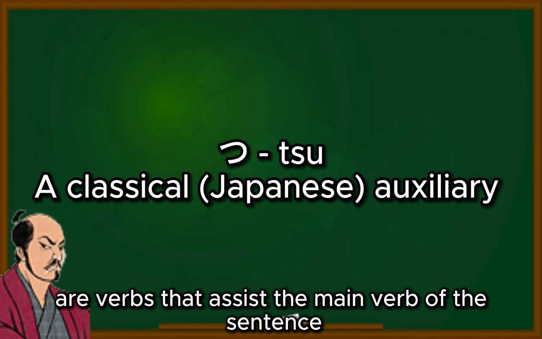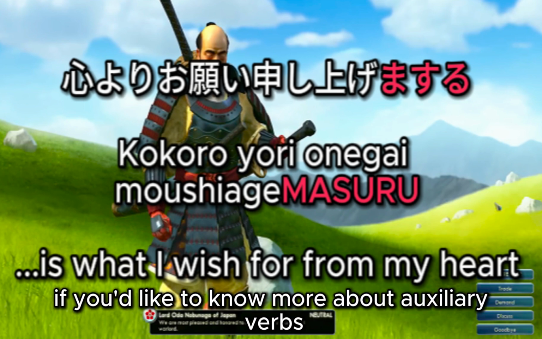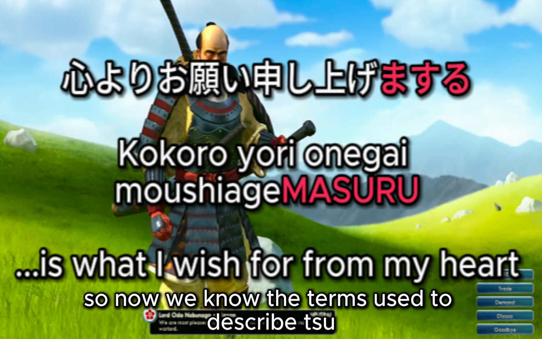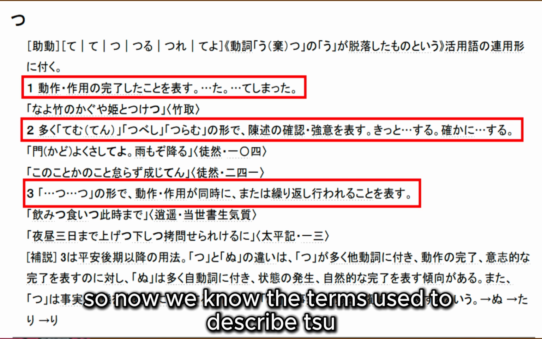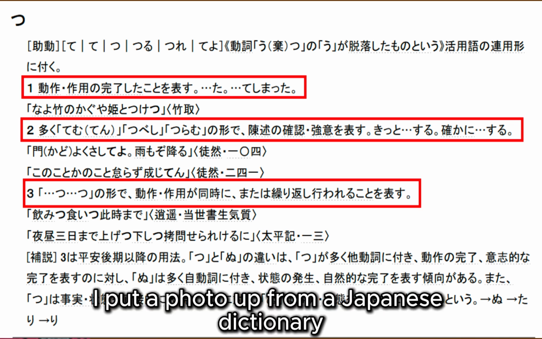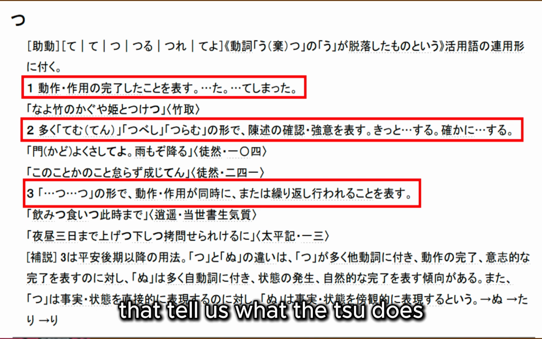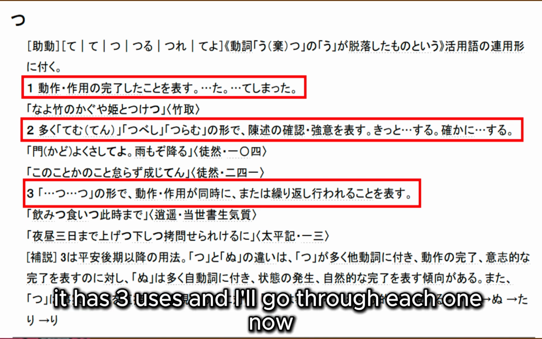Auxiliary verbs are verbs that assist the main verb of the sentence. Please see my Masu video if you'd like to know more about auxiliary verbs. So, now we know the terms used to describe tsu. What did tsu do? I put a photo up from a Japanese dictionary. I've put 3 red boxes around the parts of the text that tell us what tsu does. It has 3 uses, and I'll go through each one now.